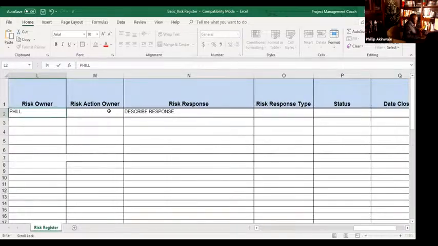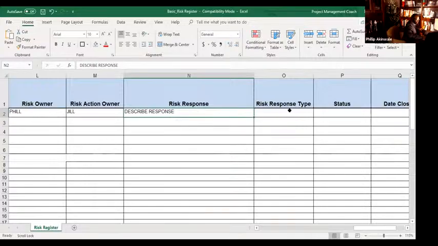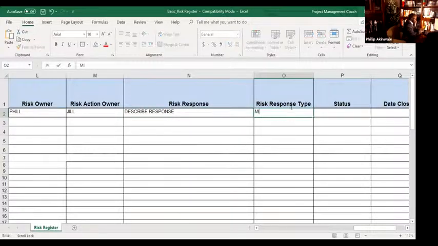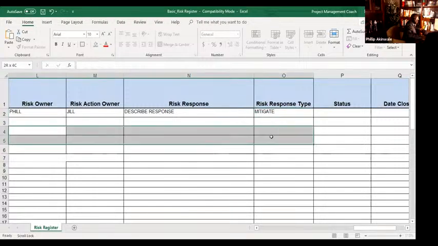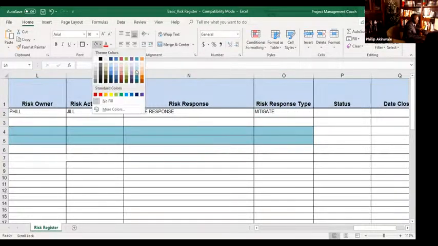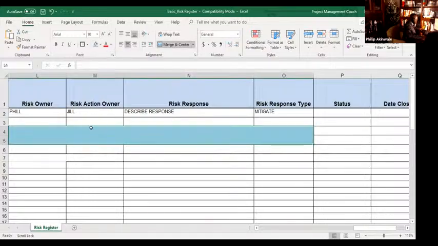The risk action owner is the person who is carrying out the risk response. So Jill will carry out this response. And let's say it's a mitigate response. We would say, oh, this is mitigate. Okay. So all of the stuff we're doing here, we call it planning our risk responses. This is plan risk responses.